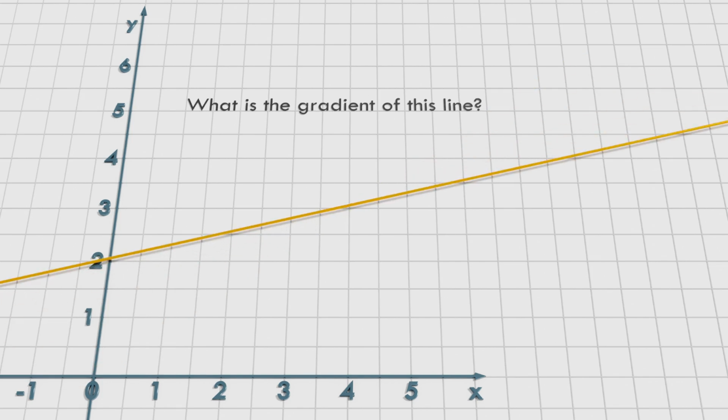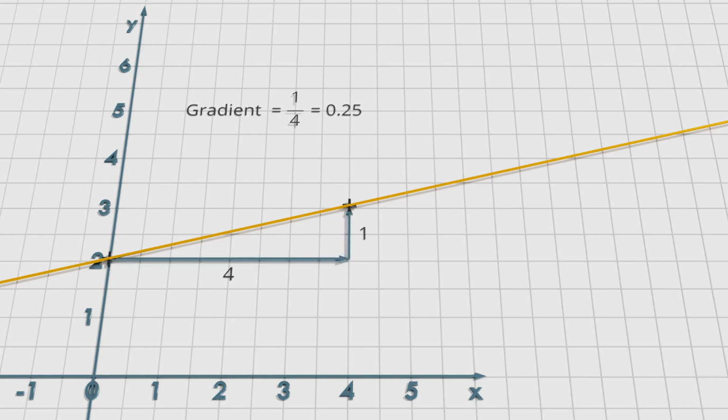Question: what is the gradient of this line? Feel free to pause the video before the answer is shown. The gradient is 1 divided by 4, which is 0.25.